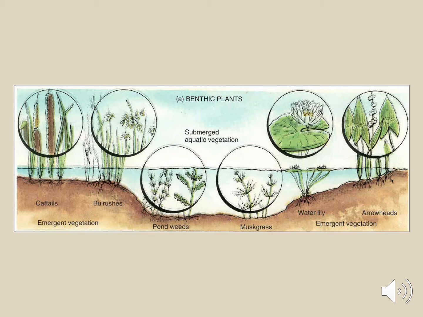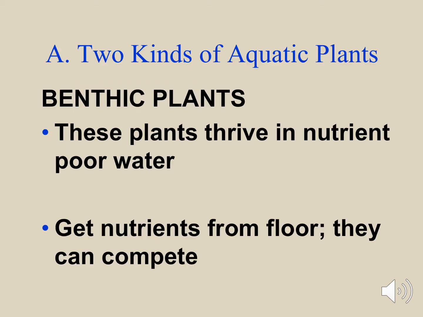Benthic plants are important in a water ecosystem. These benthic plants thrive in nutrient-poor water. They don't need nutrients in the water because their roots get their nutrients out of the sediment. So they get their nutrients from the floor of the water body and they can compete because there's always nutrients for them.